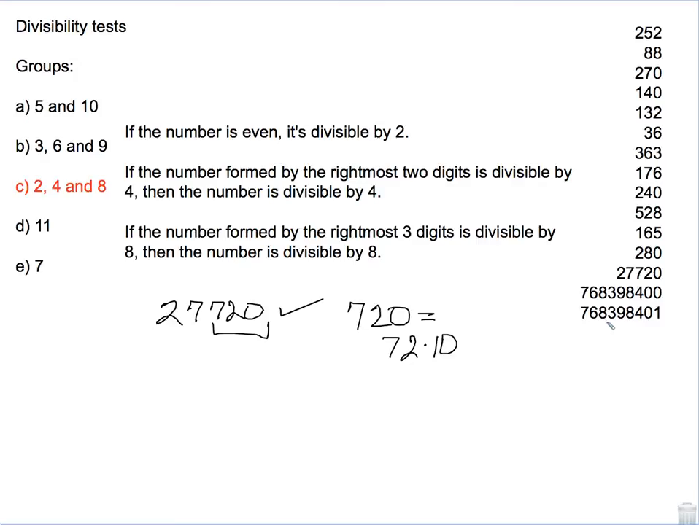If we take a look at 768,398,401, 401 is not divisible by 8, so that number is not divisible by 8.